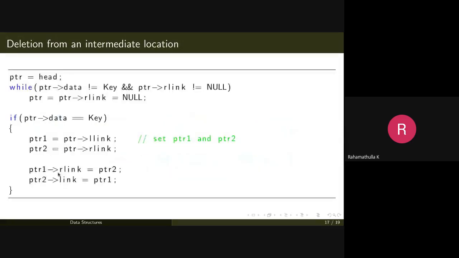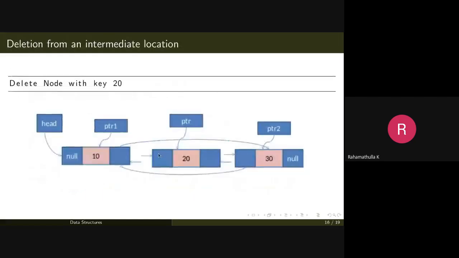Now you rearrange the pointers. So PTR1 dot R link is PTR2, PTR2 dot L link is PTR1. So you set these two pointers. R link of this to point to here, L link of this to point to here. So you correctly remove this one. That's it.